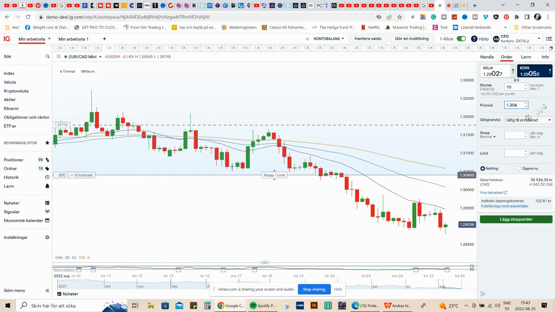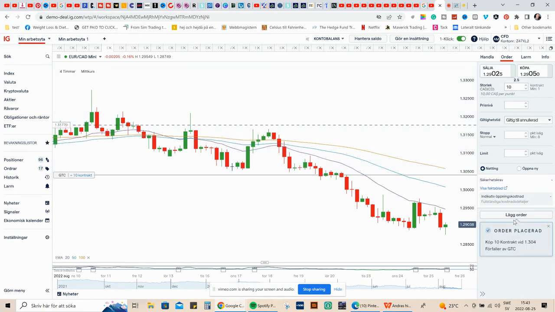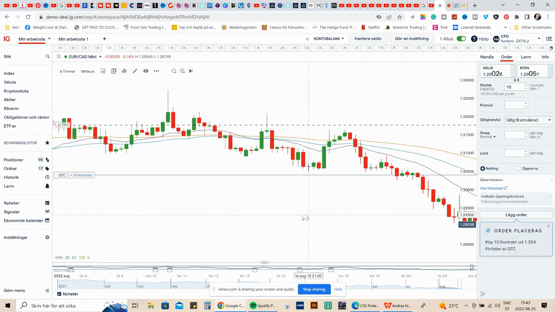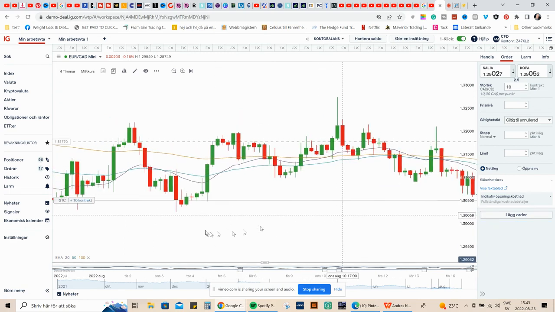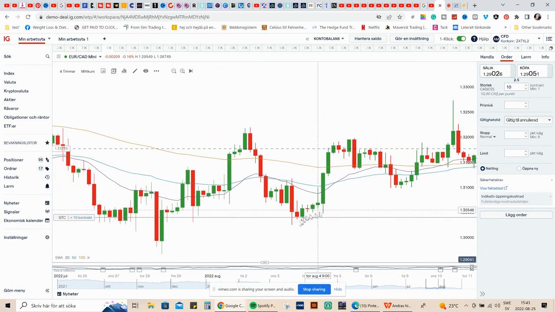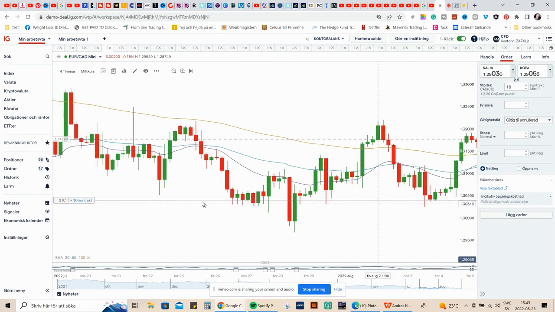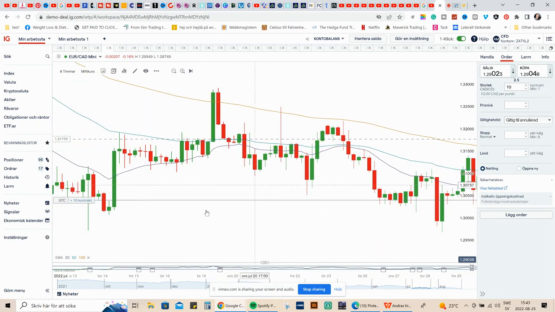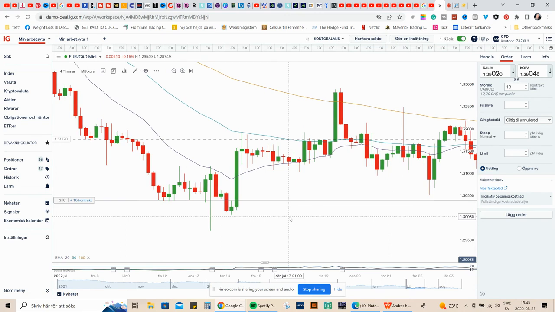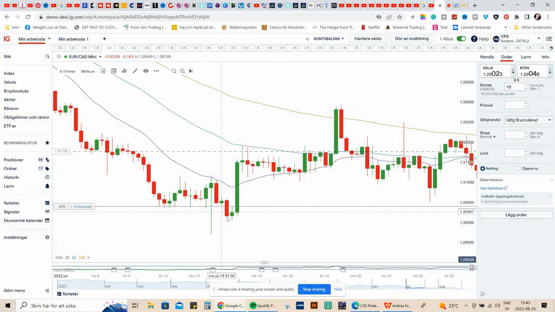Okay, 1.304, and go back and watch it. Yeah, there it is. So this is what you should do when you see this long wick bullish bar here. Pullback strategy, 50%. You have a buy limit order here.